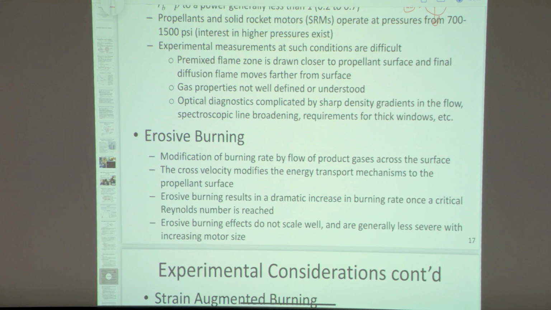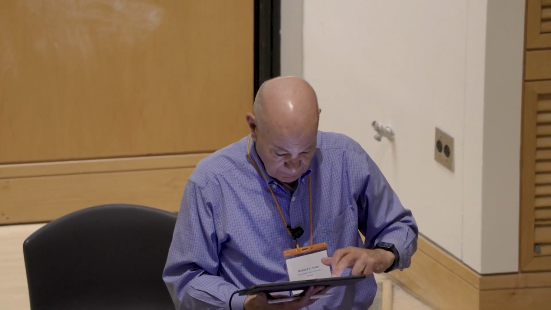Erosive burning. It's a modification of the burning rate by flow of product gases across the surface. The cross velocity modifies the energy transport mechanisms to the propellant surface. Obviously, I'm introducing a convection heat transfer process. Erosive burning results in a dramatic increase in the burning rate once a critical Reynolds number is reached. And erosive burning effects do not scale well and are generally less severe with increasing motor size, because if I have a larger motor, typically my burning surface area gets larger, and the overall Reynolds numbers can be lower down the center perf.